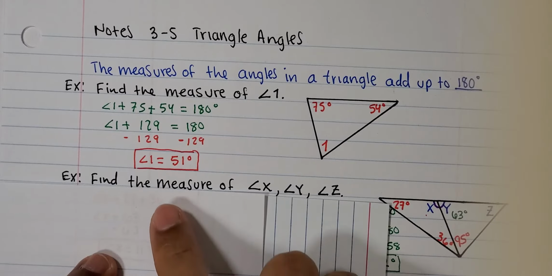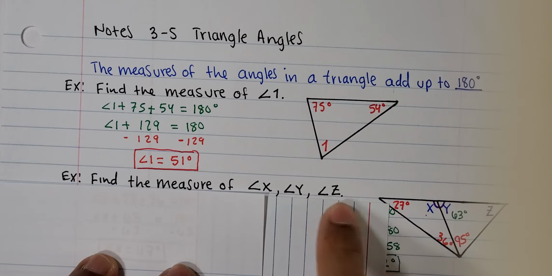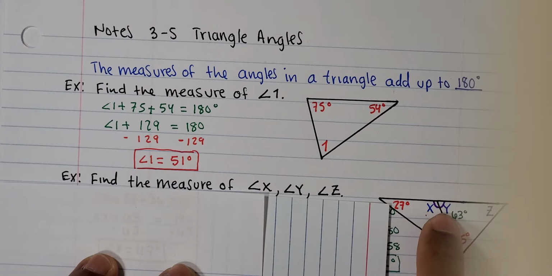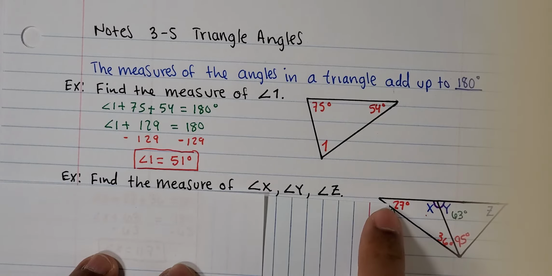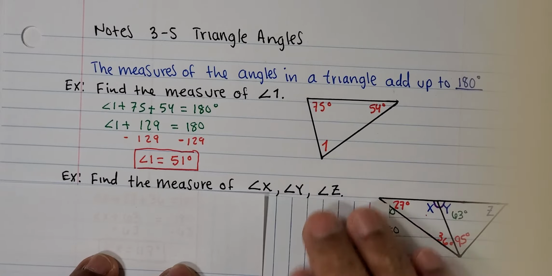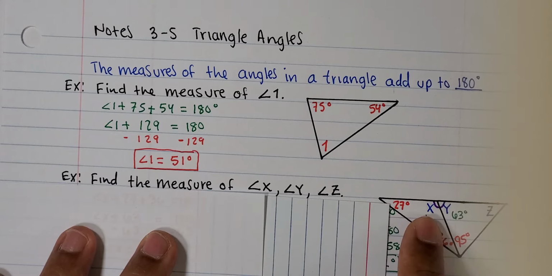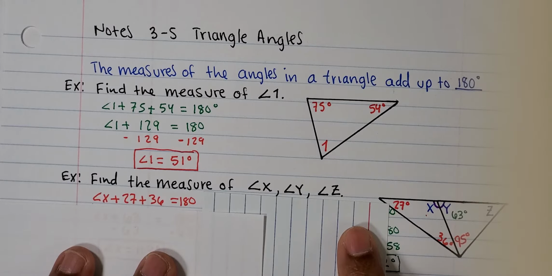Now in this problem, I'm being asked to find the measure of angle X, angle Y, and angle Z. Okay, so this is angle X, angle Y, and angle Z. So I'm going to walk you through how to find the measure of the three angles. So to find angle X, I'm going to use the fact that we have a triangle here. Okay, so we have one triangle, we have another triangle, and we have the big triangle that has the two triangles. All right, so I'm going to add angle X plus 27 plus 36, and I'm going to set that equal to 180 degrees by using the triangle angle sum theorem.